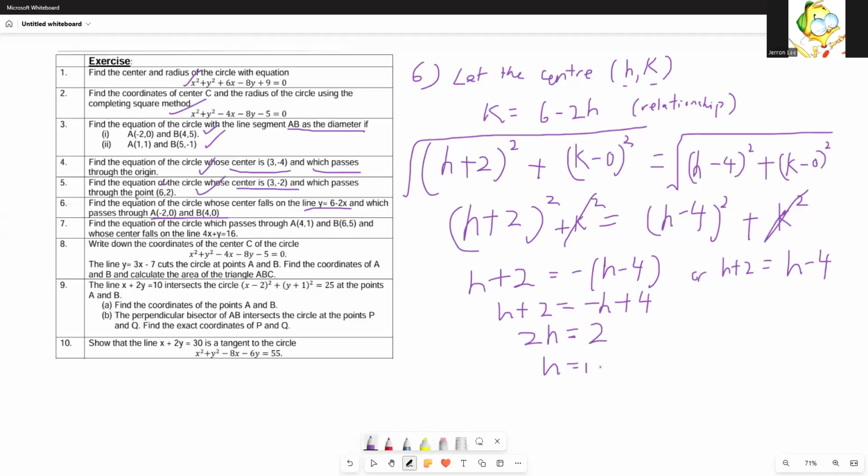Can you follow? So very simple. This is another way of finding it. That means H is equal to 1. And being that case, you can now substitute H is equal to 1 into our K. Let's go for that. So now K is equivalent to 6 minus 2 times 1, which is actually equivalent to 4.